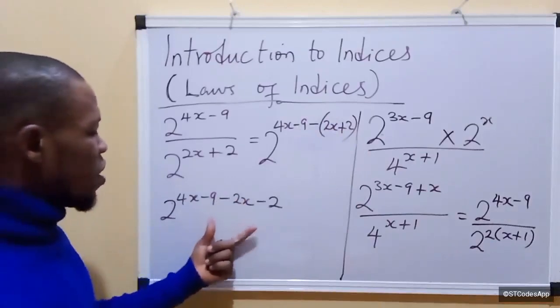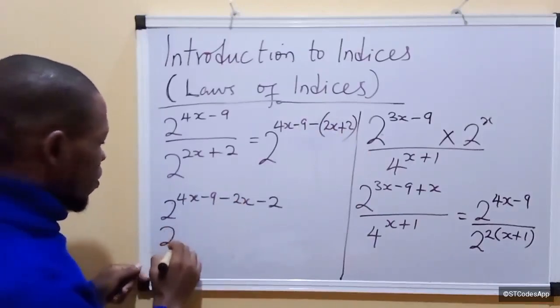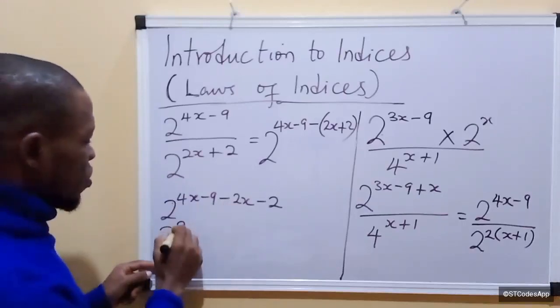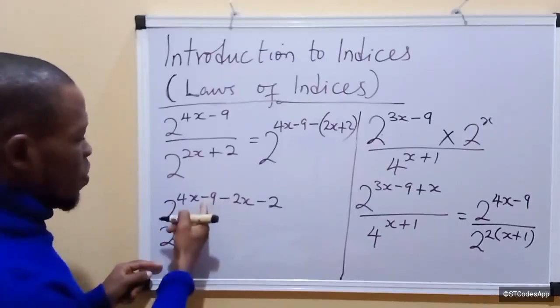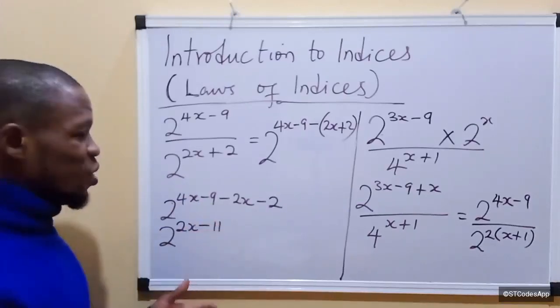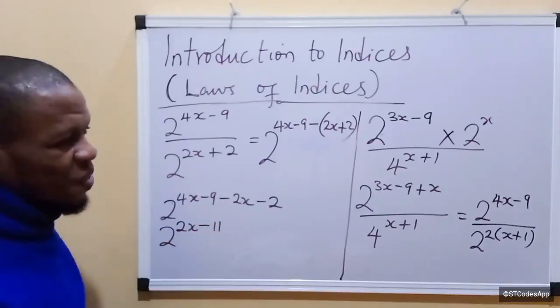Now let's simplify the powers here. We are going to have 2 raised to the power 4x minus 2x gives us 2x, minus 9 minus 2 gives us minus 11. This gives us the solution to this problem.